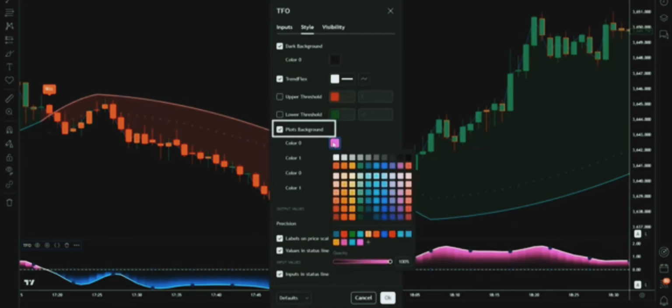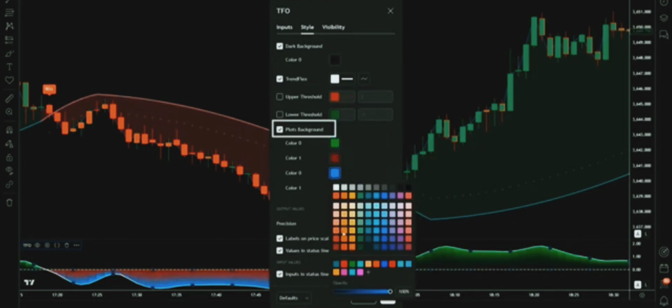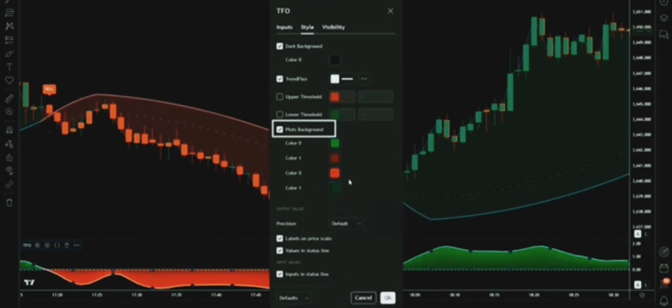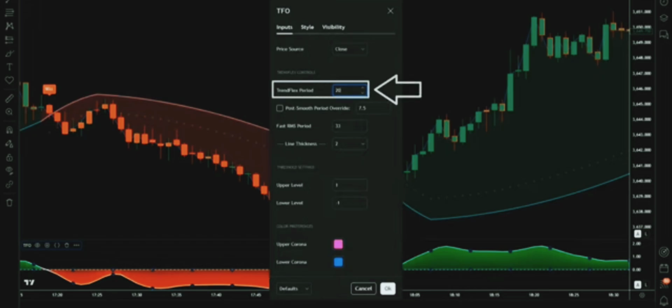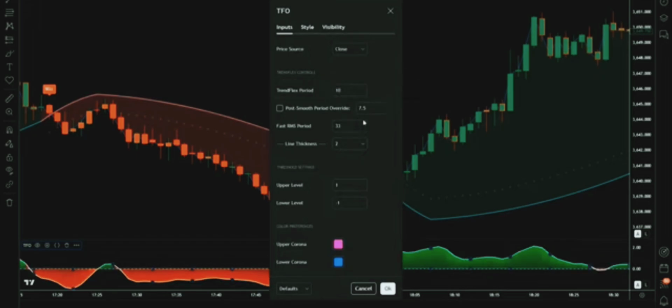We have to change this plot background color option. We have to change this trend flex period option from 20 to 10. We have to change this fast RMS period option from 33 to 40. We have to change this line thickness option from 2 to 3. Now our setup is ready.